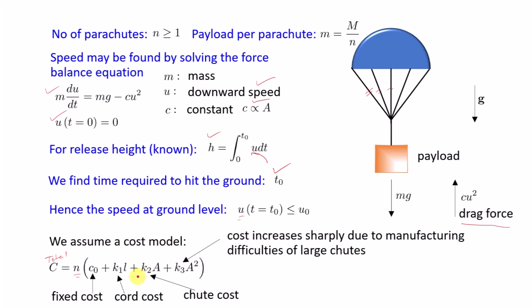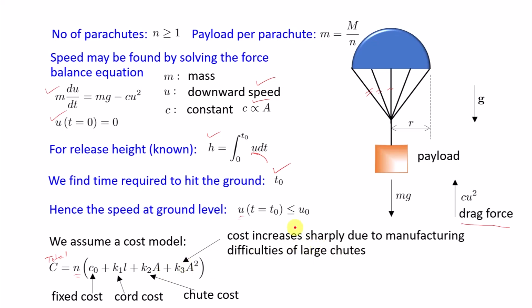So this cost of the parachute is not just proportional to A, it is also proportional to A square. So we have taken a nonlinear model of cost with respect to the area of the chute. This is because the cost increases rapidly. For manufacturing, large chutes are not easy.